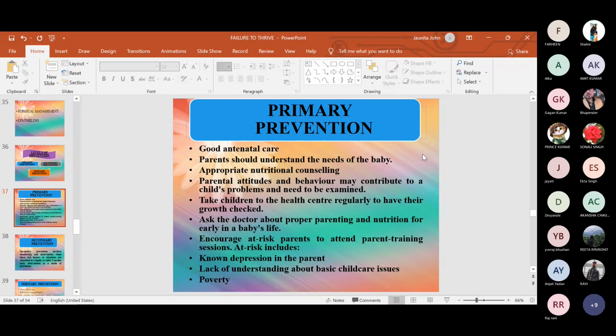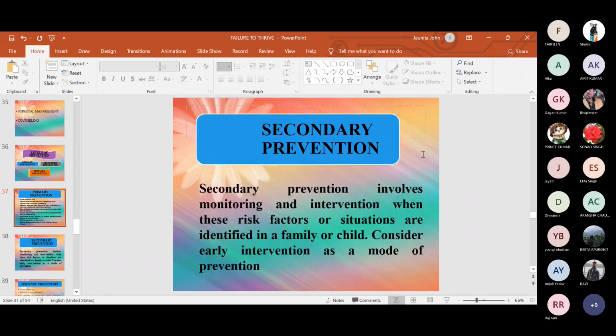Then if some babies are at risk, three points will be included in at-risk. If any parent is a known depression case, those people are to be taken special care of. Then parents are being explained everything, but at that particular time they are not able to understand; there is a lack of understanding of the basic care children and infants need, so they are not able to give that particular care to the baby. Next is poverty. If there is poverty in the house, these are at-risk cases which have to be dealt with in the primary prevention itself.